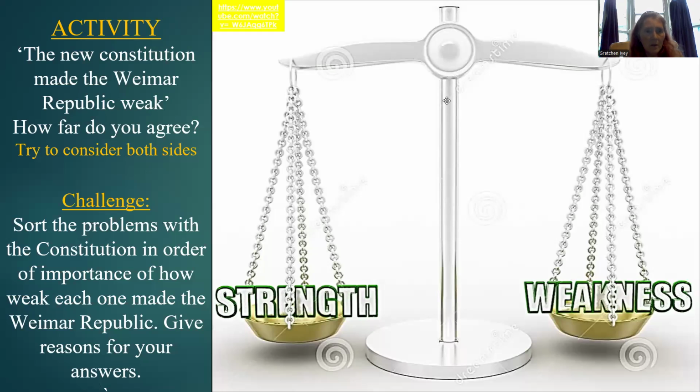The new Constitution made the Weimar Republic weak. How far do you agree? And you could try to consider both sides of that argument, the strengths and weaknesses. You can refer to that, look at some of the strengths, look at some of the weaknesses, and come to a judgment just for practice. And then you can look at the challenge if you like. Sort the problems with the Constitution in order of importance, how weak each one made the Weimar Republic, and give reasons for your answers. Okay, these are all practice things that you can do.